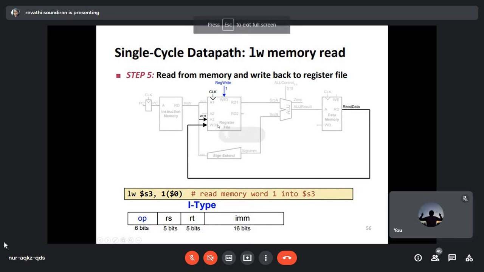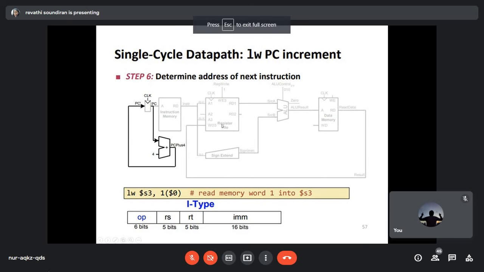And the last step of this single cycle data path is determining the next instruction. Determining the next instruction goes with computing the program counter value. The program counter value is being incremented by 4 in this microarchitecture. So the current program counter value is going for an ALU operation here, where the summing operation is done. It is added with the value 4, and the result is generated as the address of the next instruction.